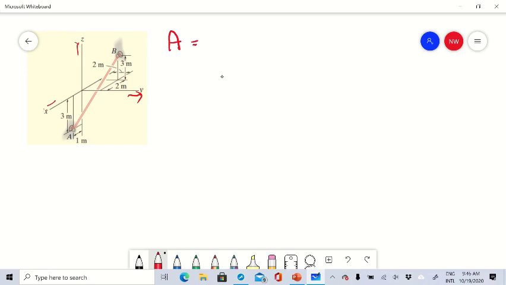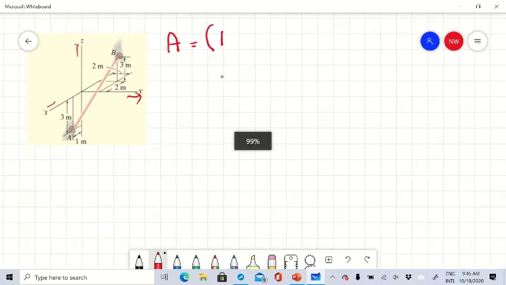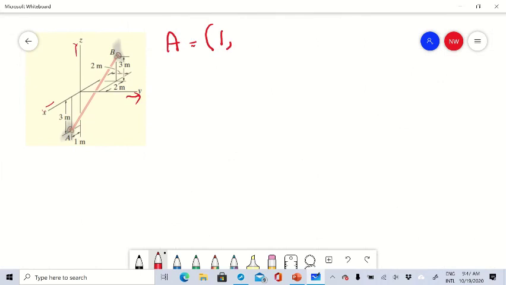So A is 1 meter from the origin towards the x-axis, and since it is on the xz plane, the y coordinate is equal to 0 and the z coordinate is equal to -3. Why? This is the positive x-axis, in this way. So this one is 3 meters in the negative z direction, right?